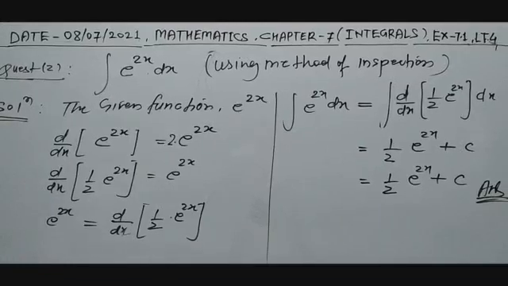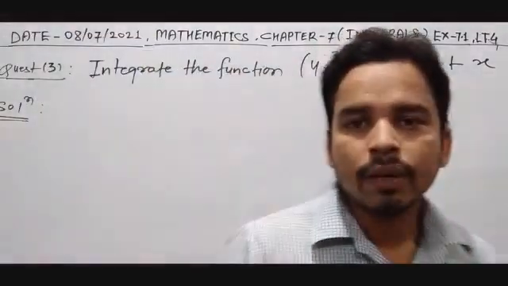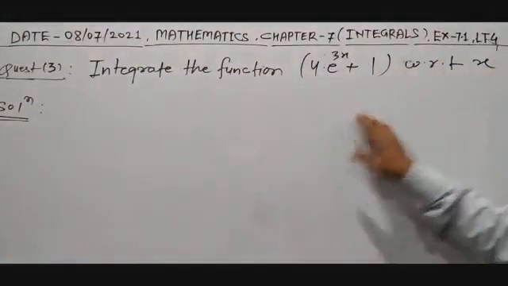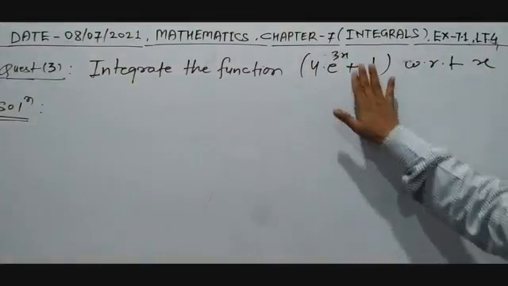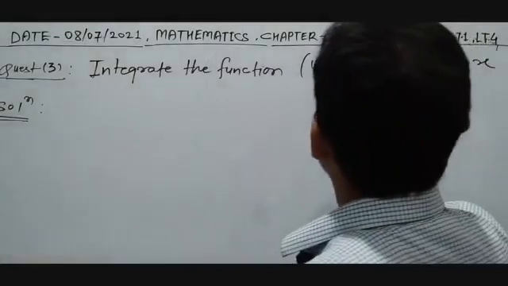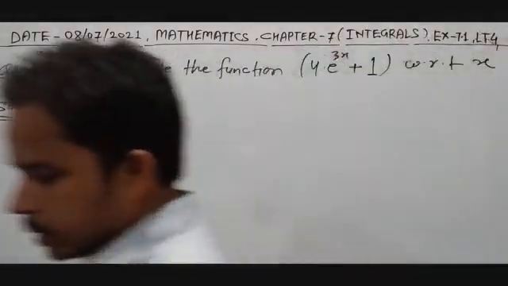Now come to question number 3 of NCERT exercise 7.1. Integrate the function with respect to x, and the given function is 4 times e to the power 3x plus 1. So now see the given function.